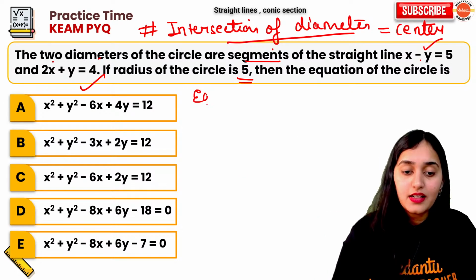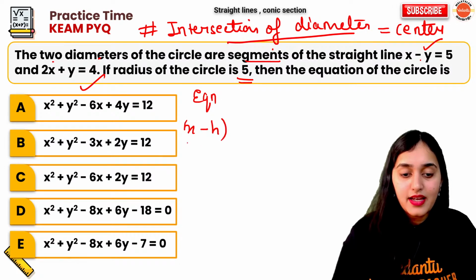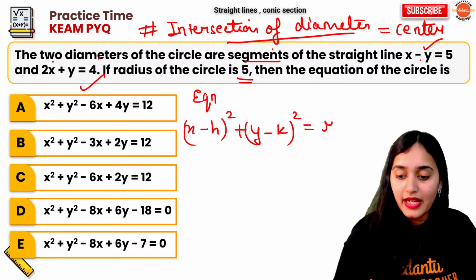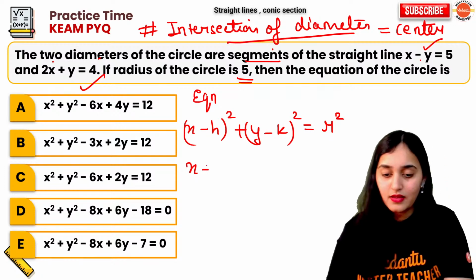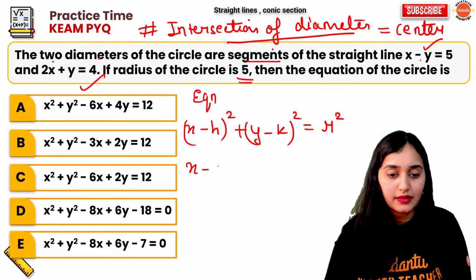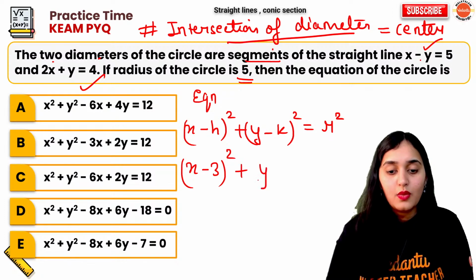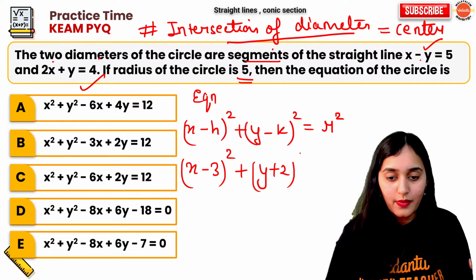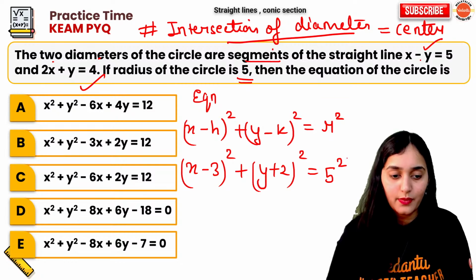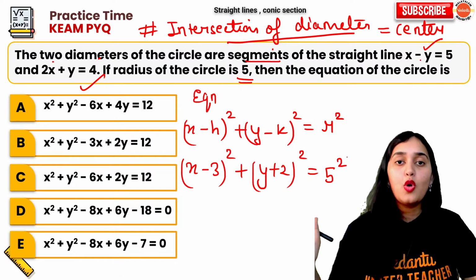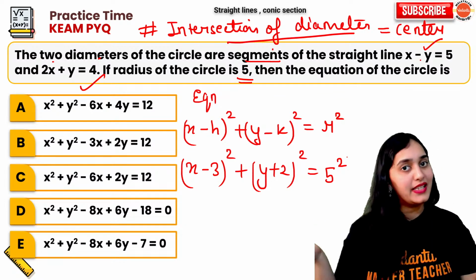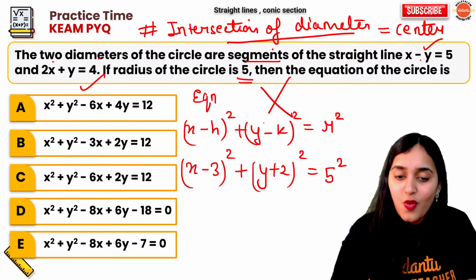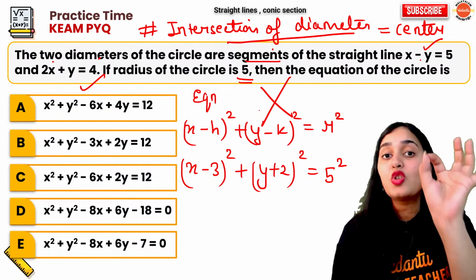What is equation of the circle formula? x minus center whole square plus y minus center whole square is equal to radius square. So, x minus 3 whole square, y minus minus 2 whole square, and radius is 5 square. Now, open the brackets, simplify and you get the answer, right? Now, can there be a shortcut to do this? Can I avoid it? Now, quickly note down a shortcut.